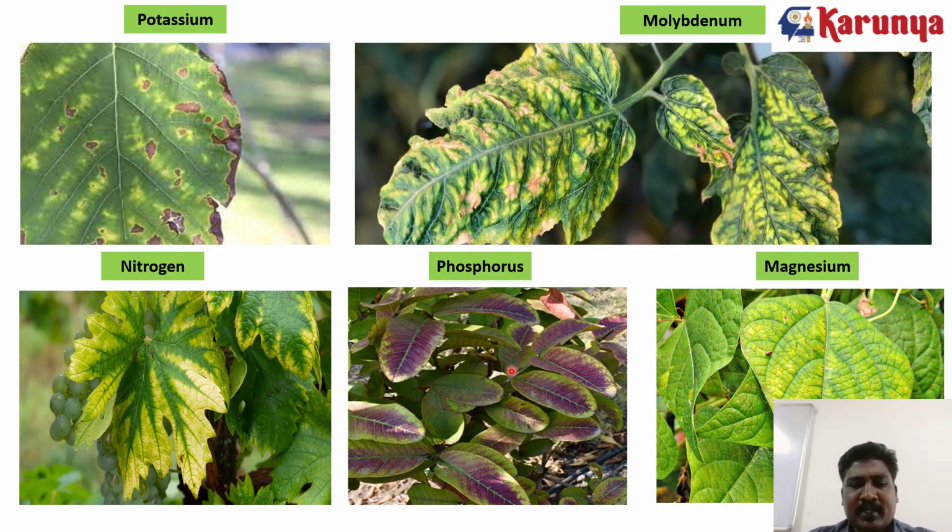And coming to phosphorus, phosphorus always shows a unique deficiency symptom, that is purple discoloration in the leaves. And coming to magnesium, here you can see there is no dead spot. The color changes to yellow in between the veins of the leaves.